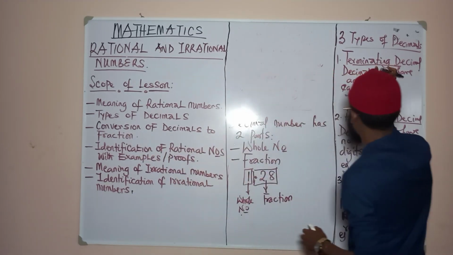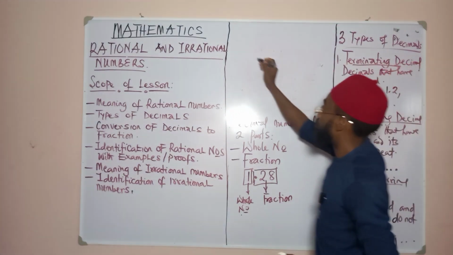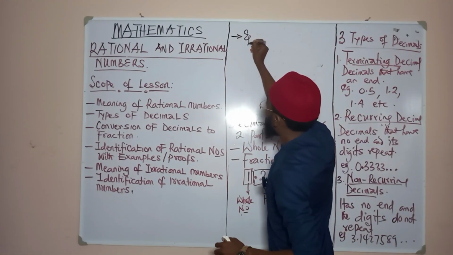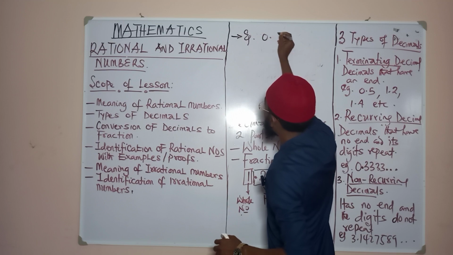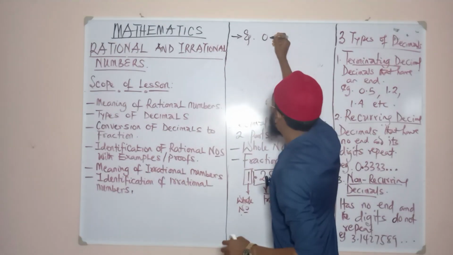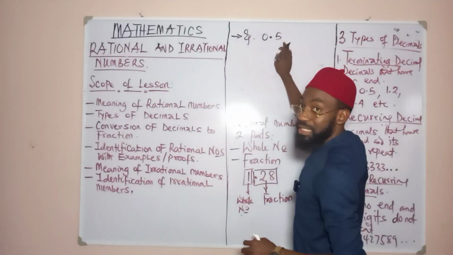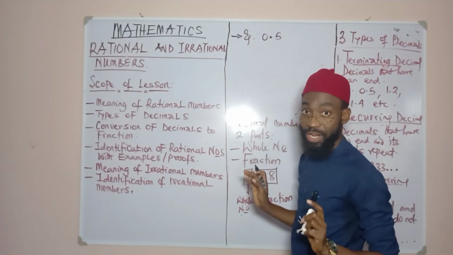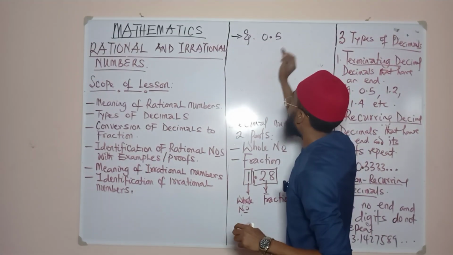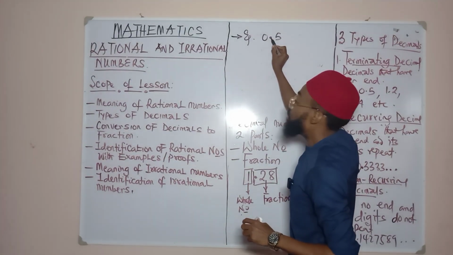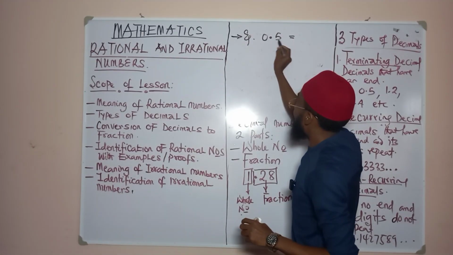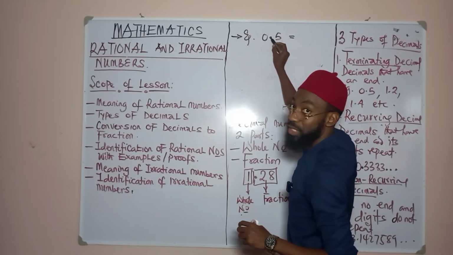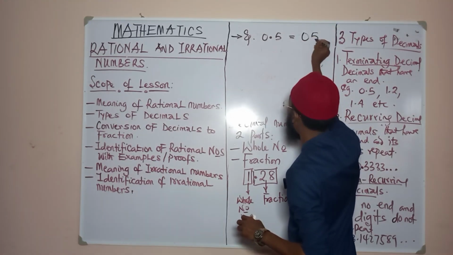Now, the first decimal, we're going to learn how to convert a terminating decimal to a fraction. An example of a terminating decimal is 0.5. To convert a terminating decimal to a fraction is very, very easy. How do we do that? I always tell students, remove the decimal point and write all that you see here. If I remove the decimal point, I'm going to see 0.5.